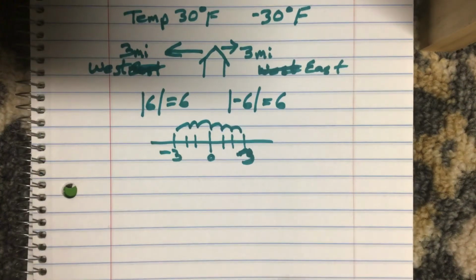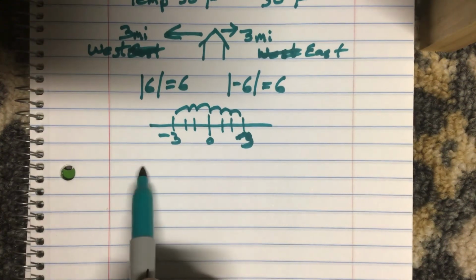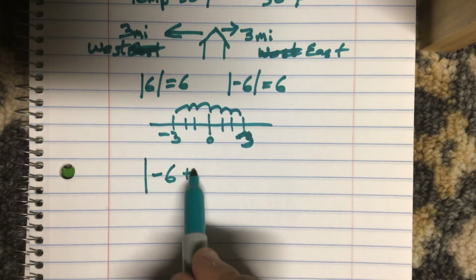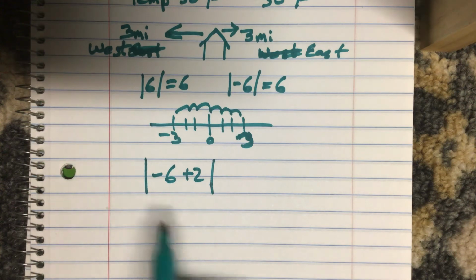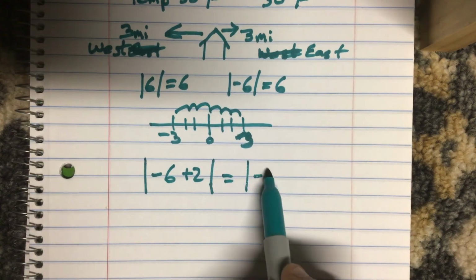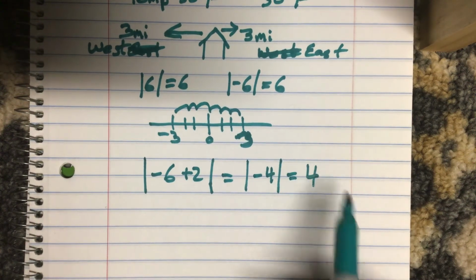Okay, so a couple of things you'll see. You might be asked to do operations within the absolute value. So you could have something like negative 6 plus 2, and you're taking the absolute value of the sum. So you would do the math inside first, which would be negative 4. And then you would take the absolute value, and the answer would be 4.